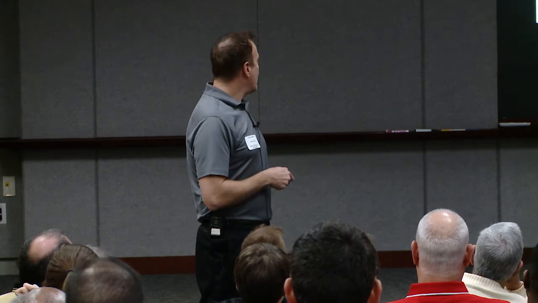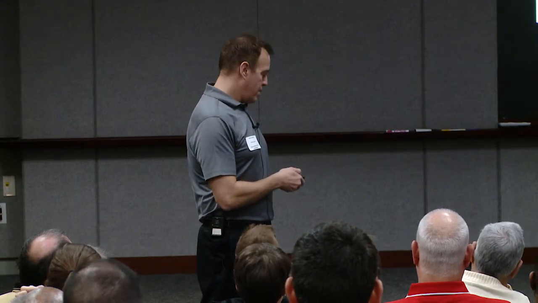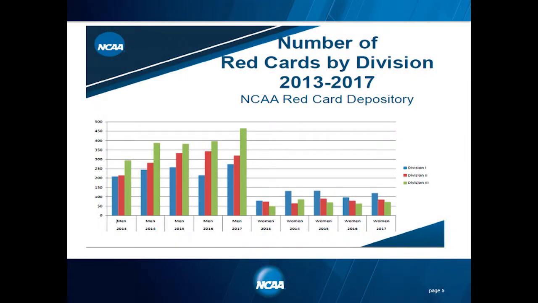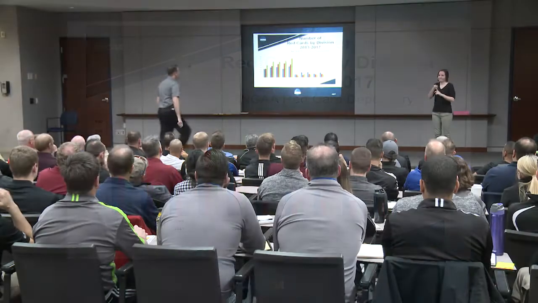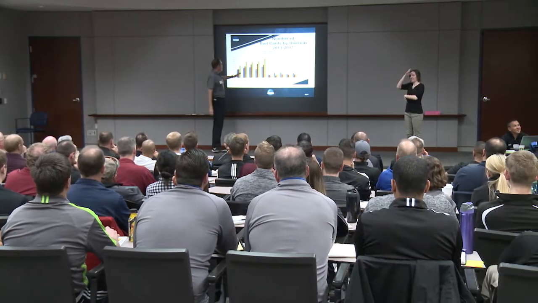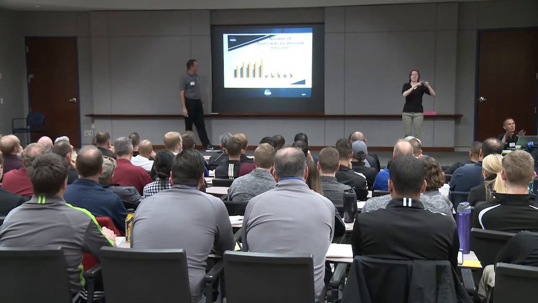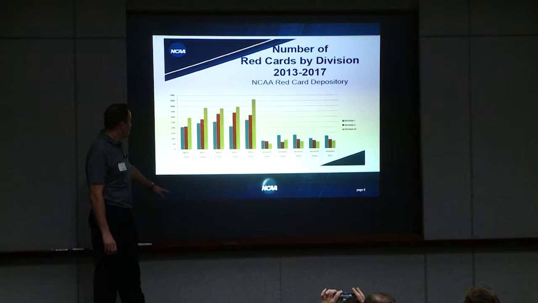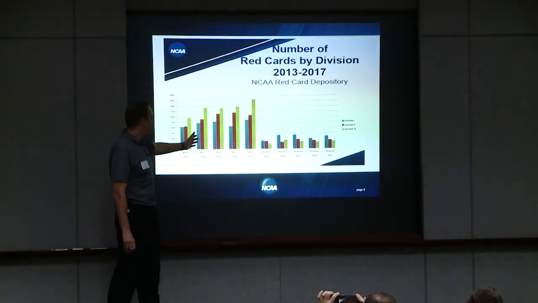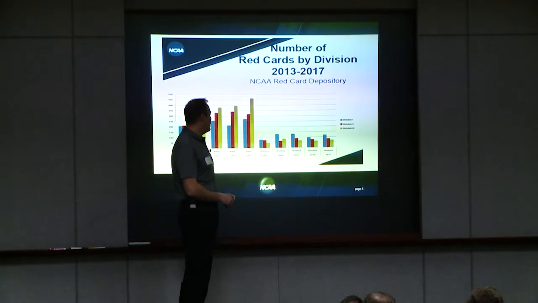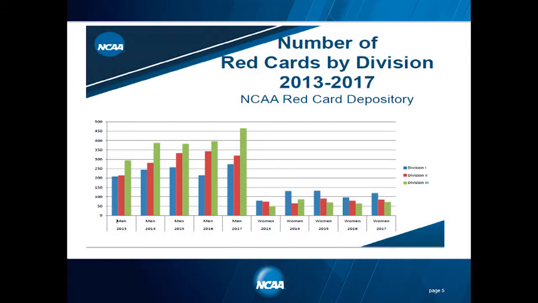And when we broke down the yellow cards by gender and division, you can see here that on the men's side there is quite a bit of an increase in the number of red cards when we go from Division 1 to Division 3. And on the women's side, we see the opposite effect, more send-offs in Division 1 women compared to 2 and 3.